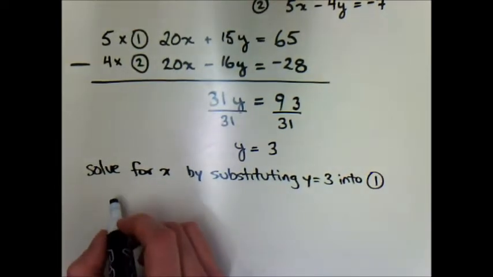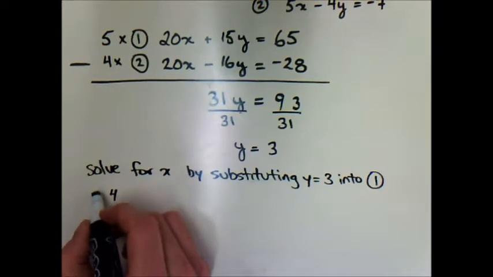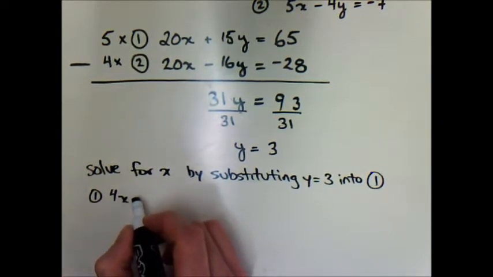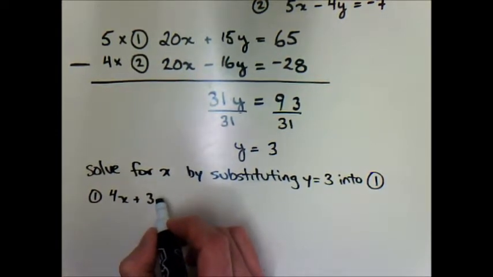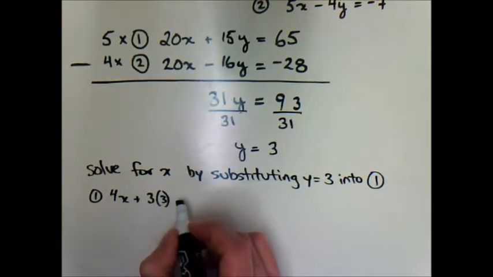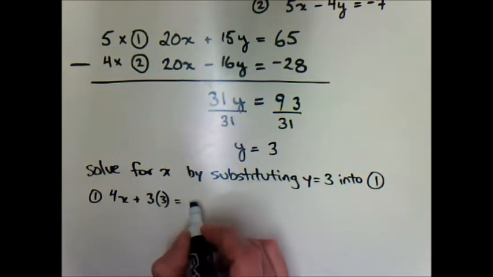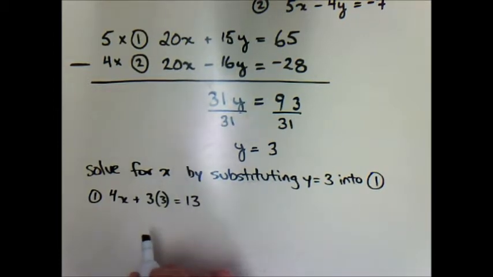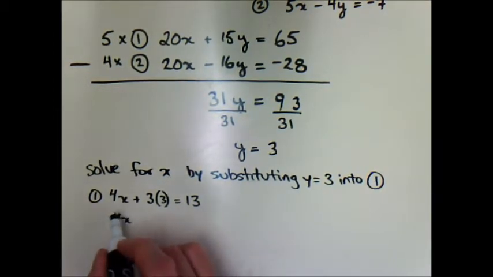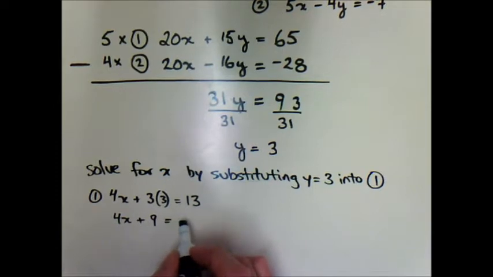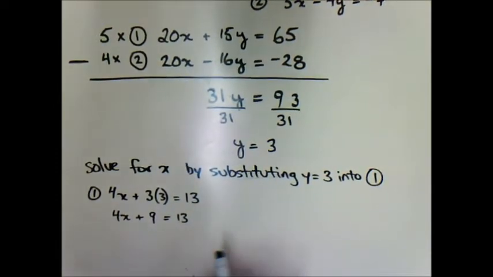Okay, so here we go. Equation 1. 4x plus 3y, but y is now 3. We know that y is going to be 3 at the solution of this linear system. And reduce: 4x plus 9 equals 13. Subtract 9 from both sides. 4x equals 4. Divide both sides by 4. X equals 1.